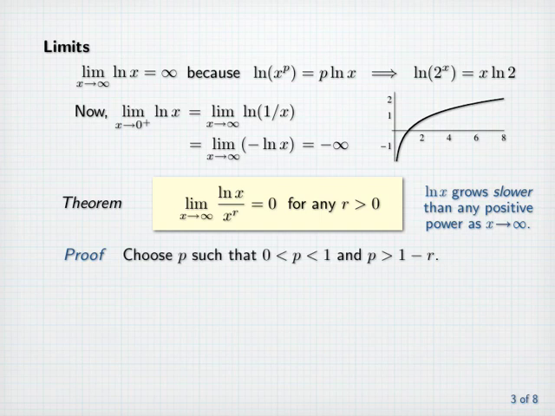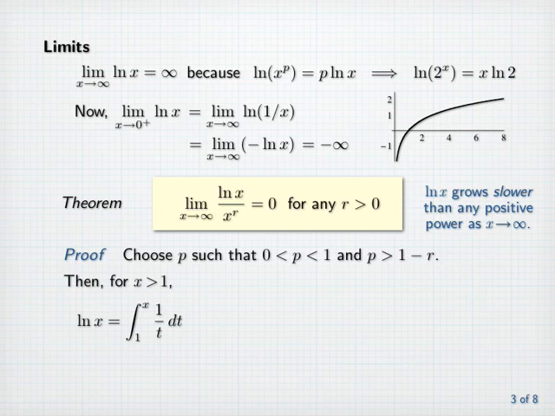Let's first choose p so that p is between 0 and 1 and greater than 1 minus r. Notice that if r is greater than or equal to 1, then that second inequality is automatically true if the first is true. Now, by the definition of the natural log of x, if x is greater than 1, then the natural log of x is the integral from 1 to x of 1 over t dt. Now, for all t between 1 and x, t will be greater than t to the pth power since p is between 0 and 1.